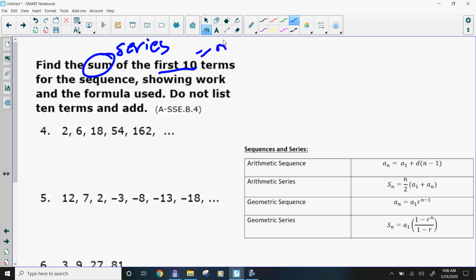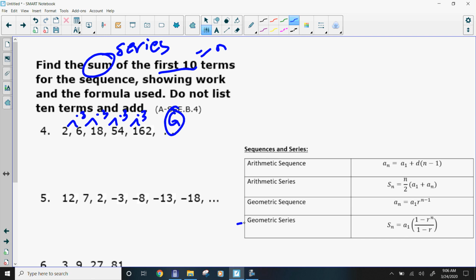This looks like the one that we just did. To get from here to here is times 3. Here to here is times 3. Here to here is times 3. And then here to here is times 3. So right there, that tells me it's geometric. So we've got to use the geometric series formula.